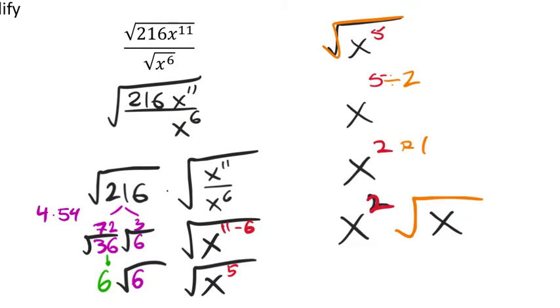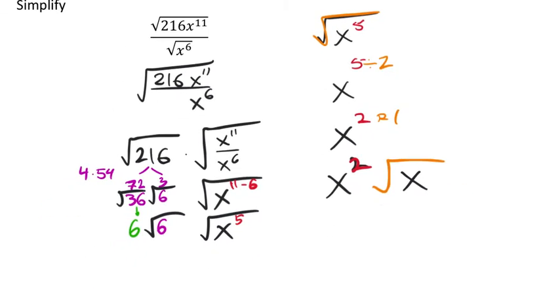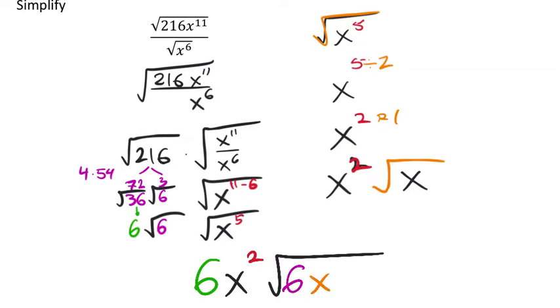Let's go ahead then and combine our stuff. So on the outside, I would have the 6, and I would have the x squared. So I'll finish this one here. Right, we still have got some square root stuff going on. We have the purple 6, and then we have that square root of x. Put that one orange just to kind of relate it. So that should be our simplified answer.